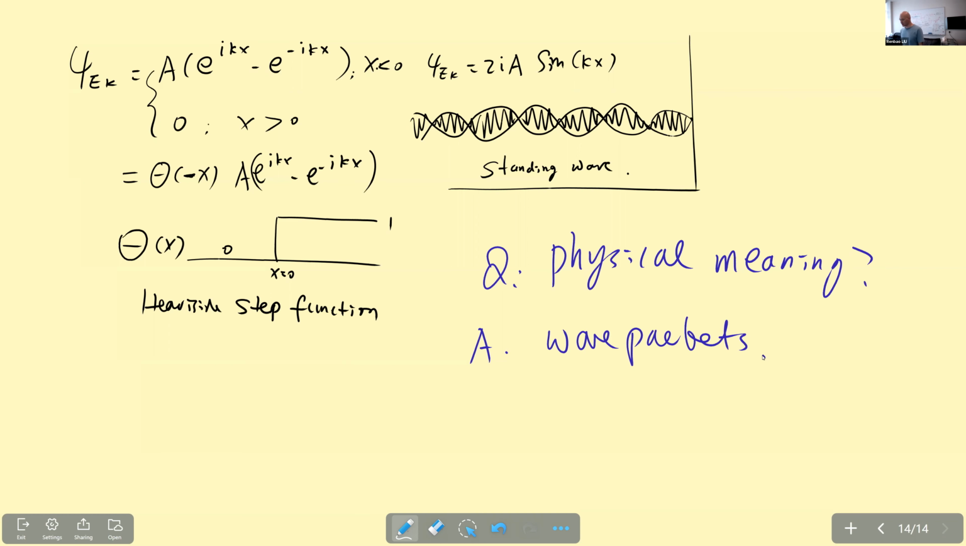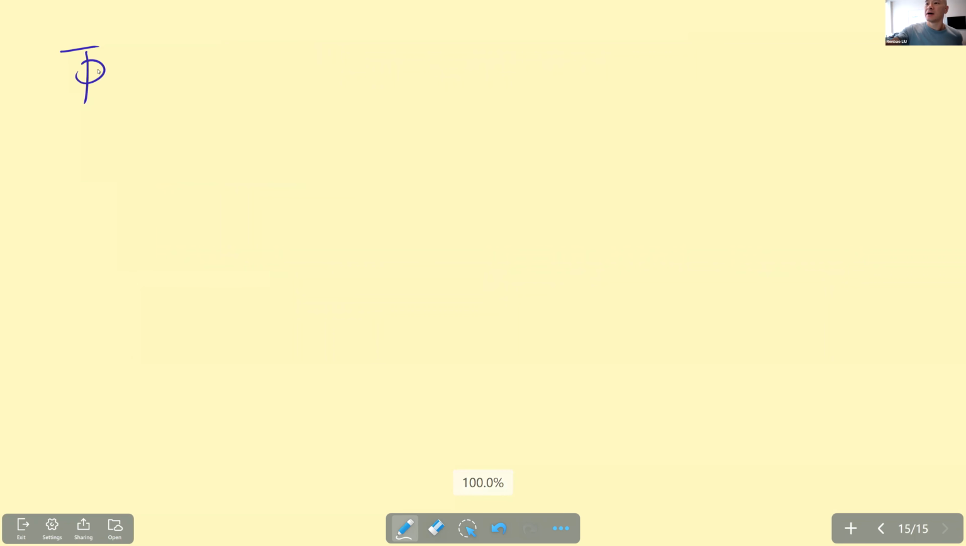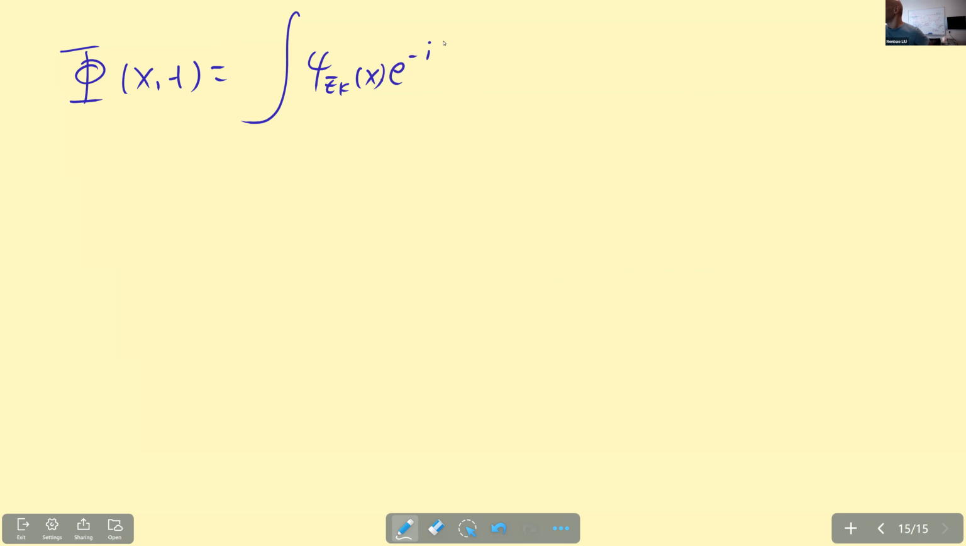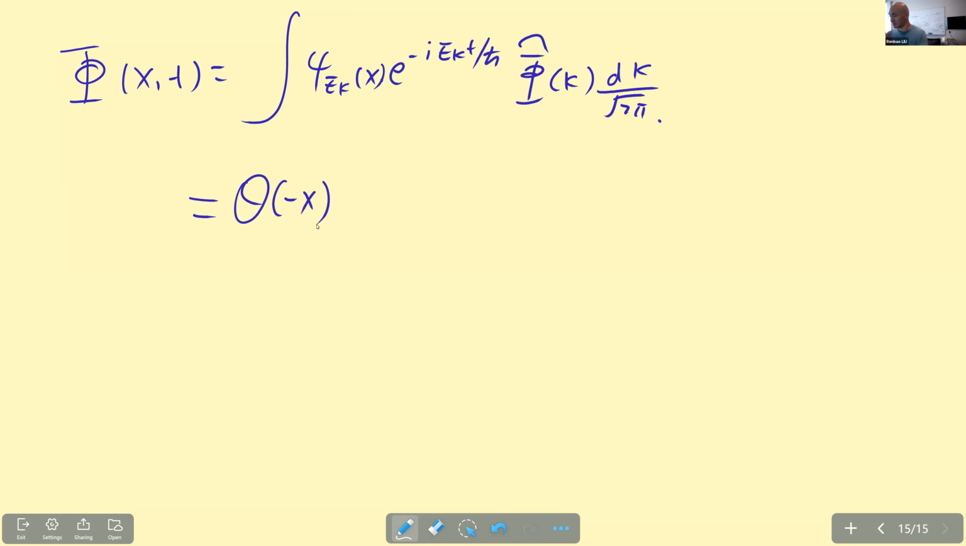Let's look at the wave packets. To have wave packets, we need to form psi(x,t). That's written as the integral of dk over square root of 2 pi, psi tilde(k) e^{ikx} e^{-iEkt/ħ}. And this one is multiplied by theta(-x), something we needed to make sure the wave function is 0 on the right-hand side of the axis.